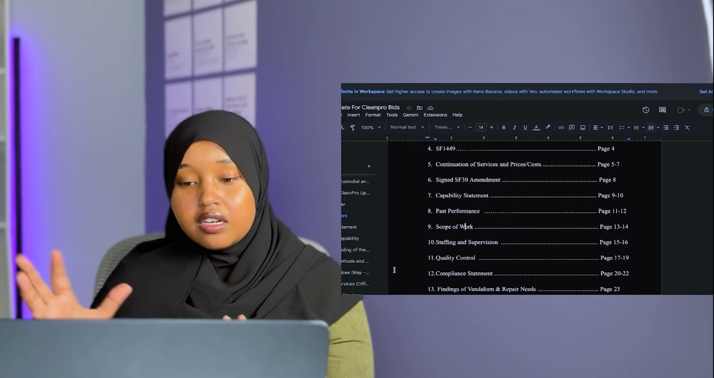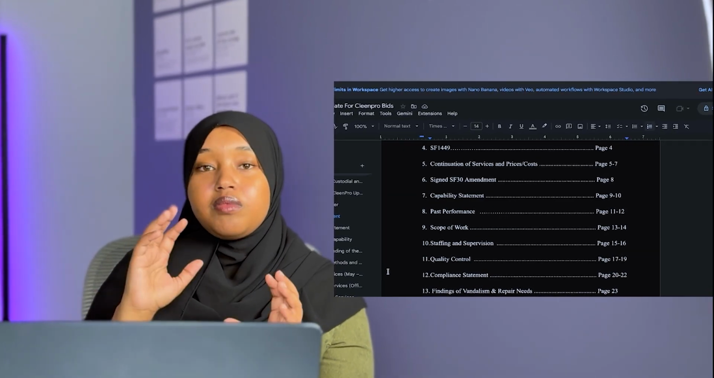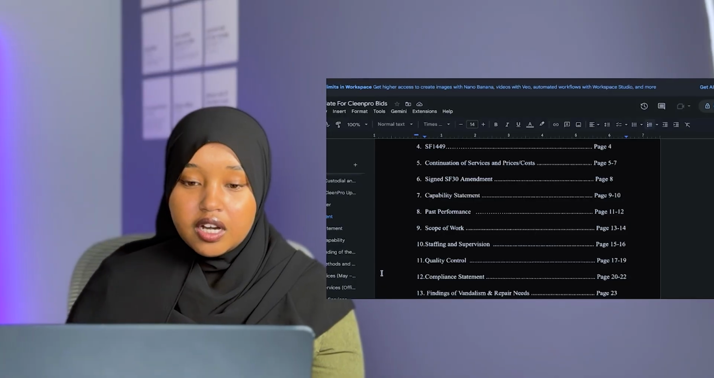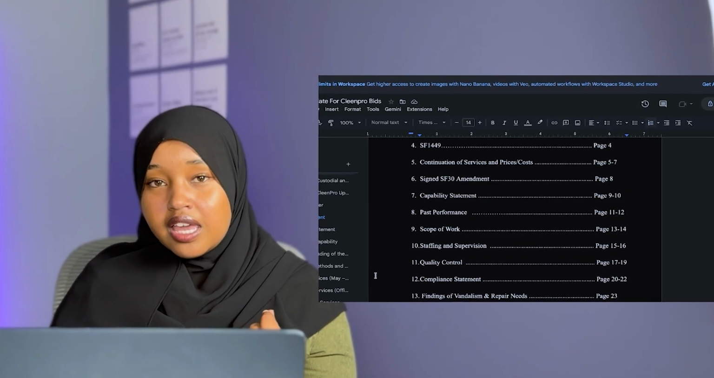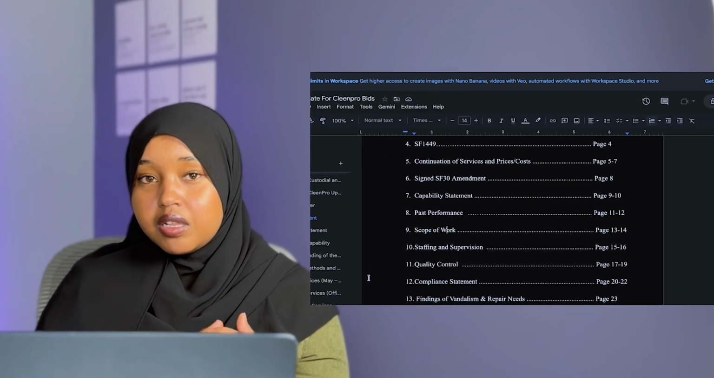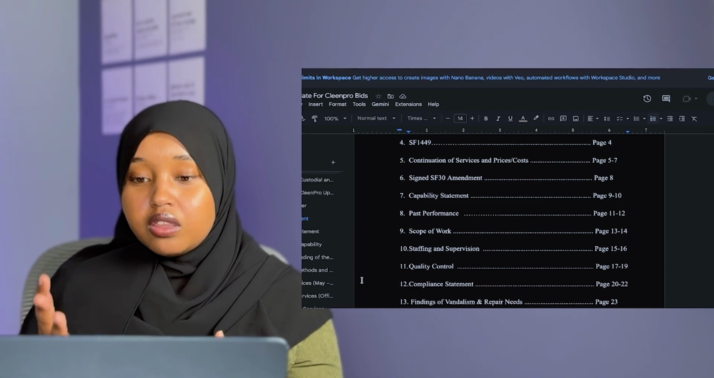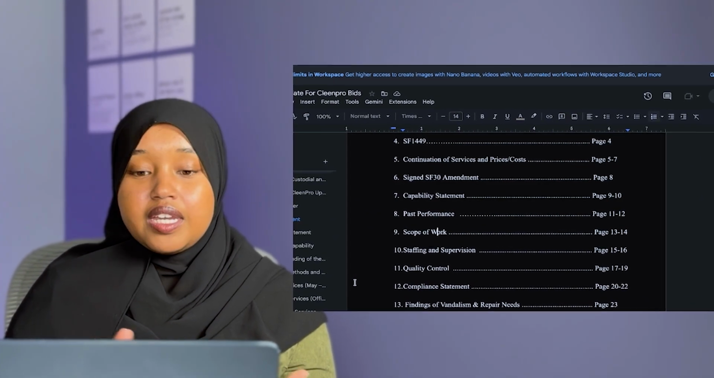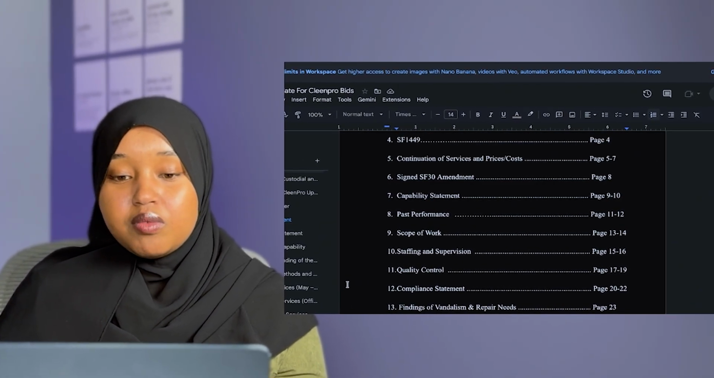Scope of work, again, is the information that you draw out from the contract that they provide you and you move it here. It shows first that you understand the task and the job responsibility. And second, it's very important that you have it in your own bid. Then again, these other ones, I come up with it on my own.